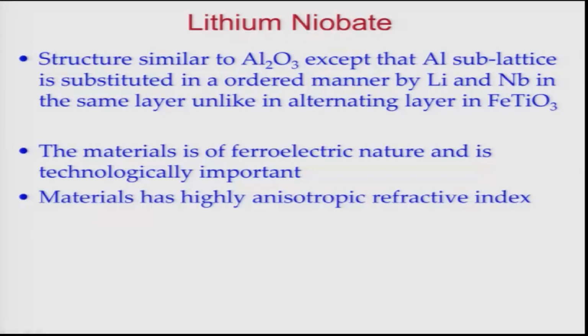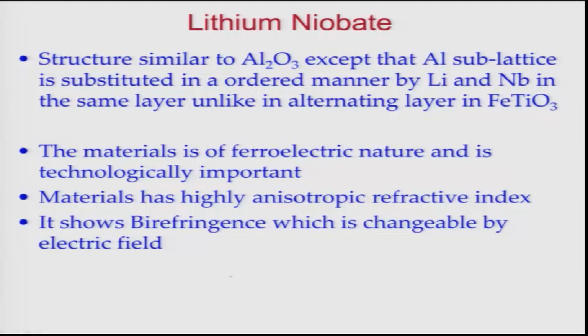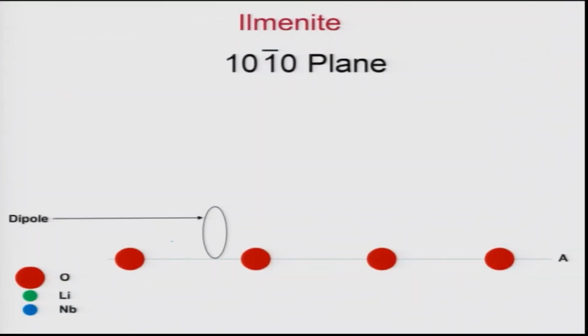That is why it also has a high refringence. It has a highly anisotropic refractive index. It is a birefringent material, and the refringence can be changed by applying an electric field. So, it is an important material, and that is why it is used in electro-optic devices.